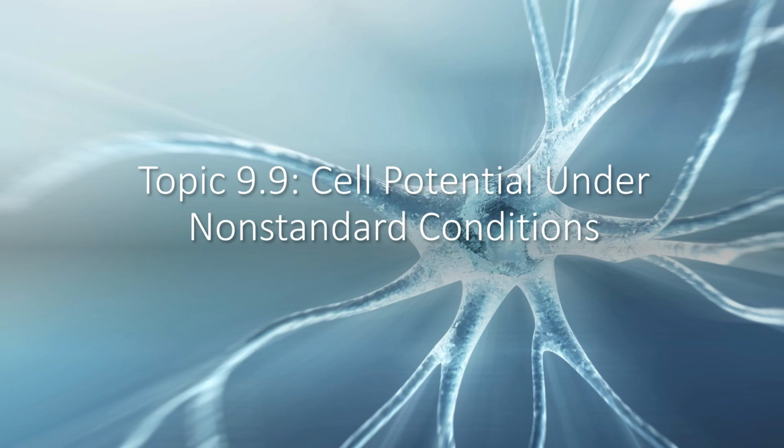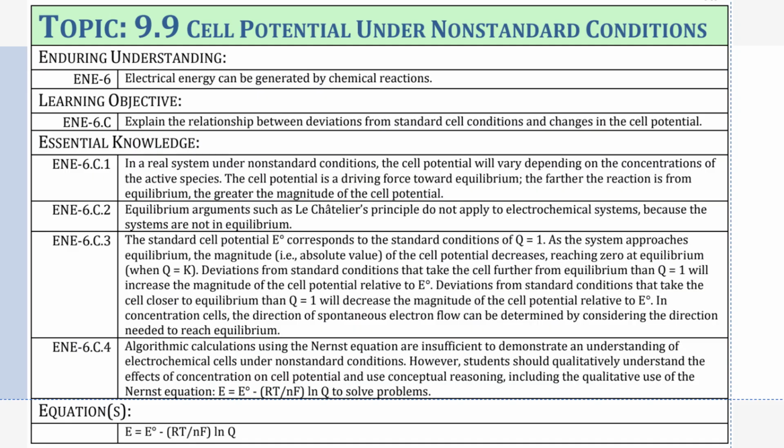This is AP Chemistry topic 9.9, cell potential under non-standard conditions. Today's objective: explain the relationship between deviations from standard cell conditions and changes in the cell potential.